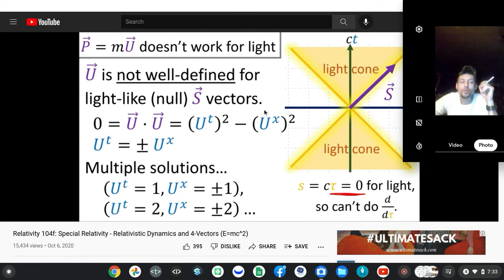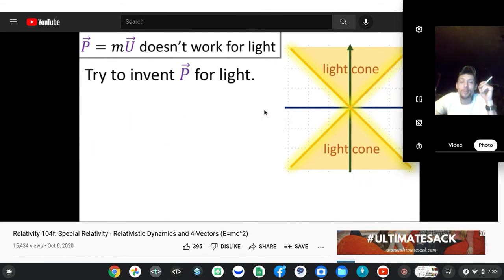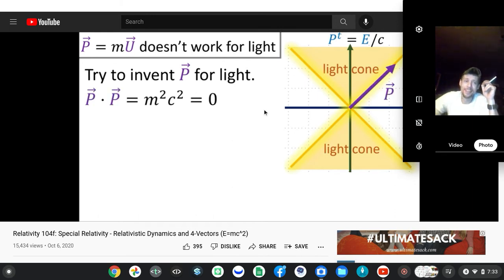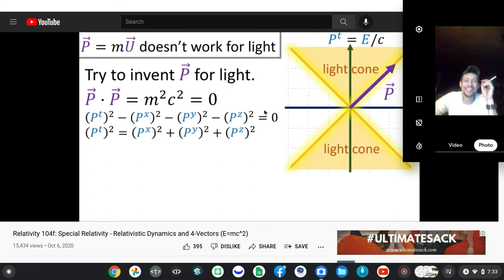So let's try to come up with a different way to define the 4 momentum for light. We know that the 4 momentum for light should be a null vector with a 0 Minkowski length. And this makes sense because the light's mass is 0. This means that the square of the time component of 4 momentum is equal to the sum of the squares of the position components for the 4 momentum.